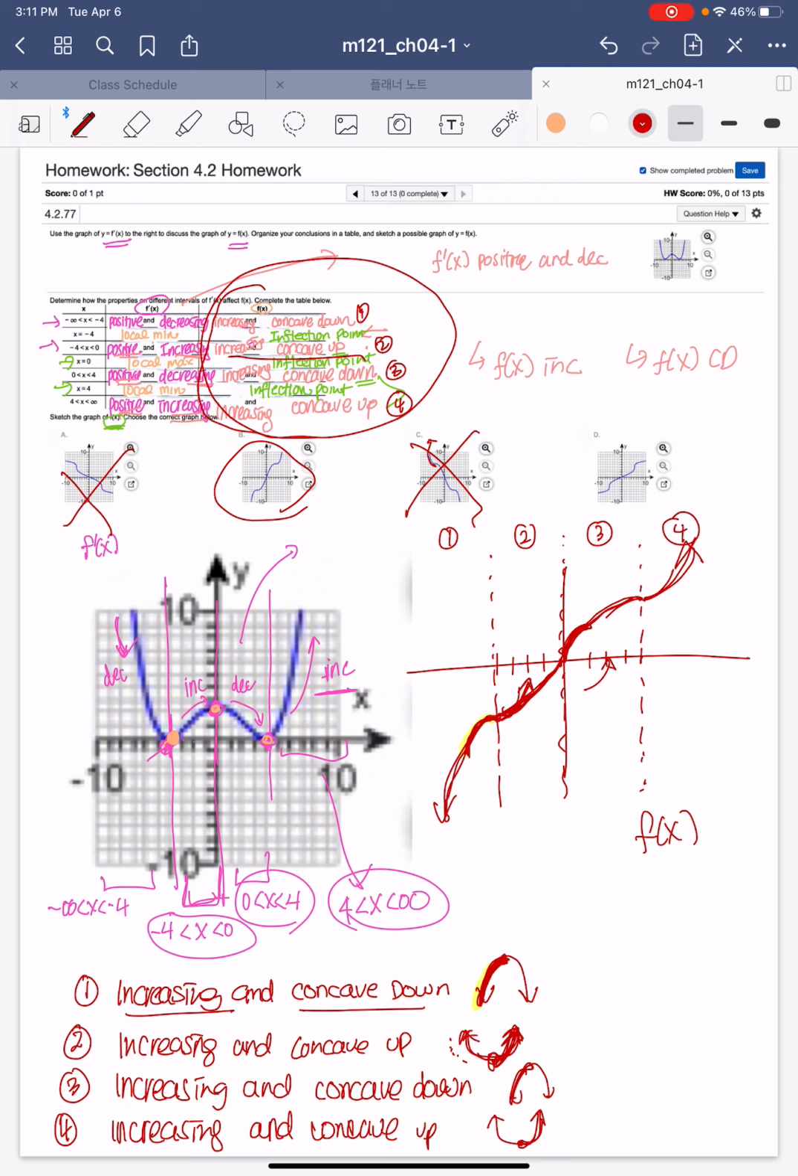Okay. That's it for section 4.2. In the next video, we are going to be doing the whole process of graphing this.